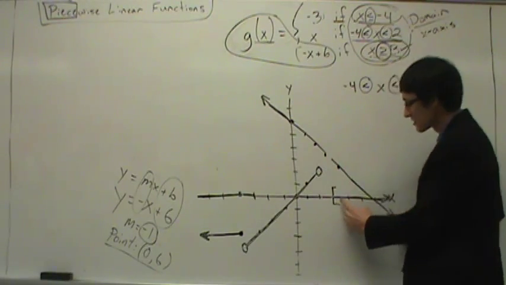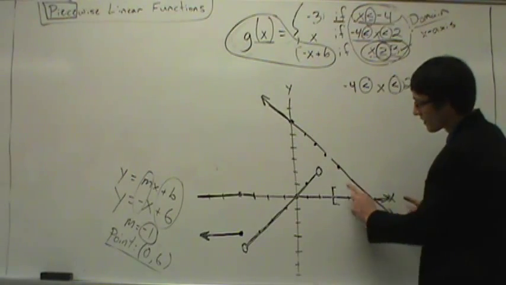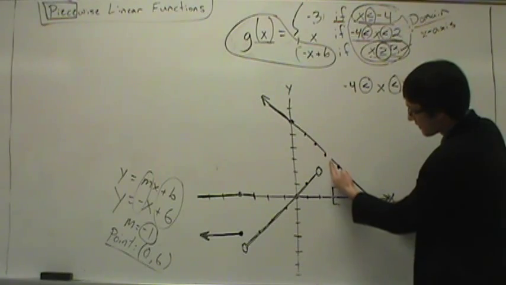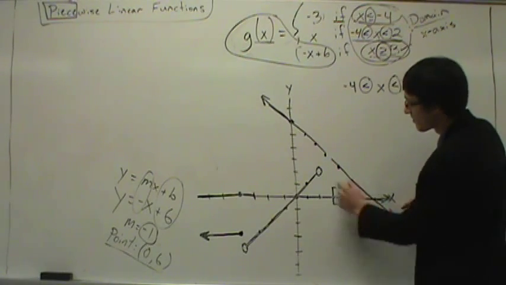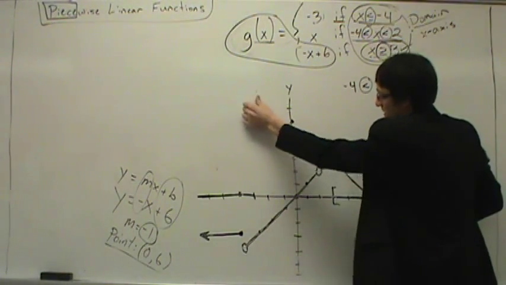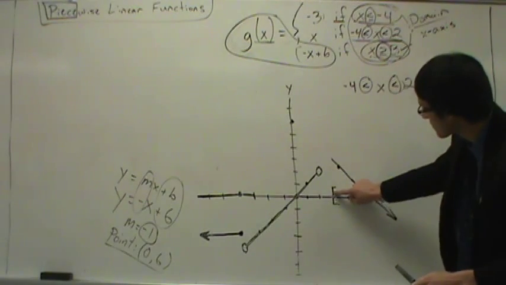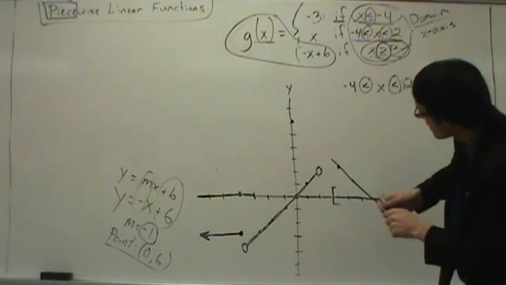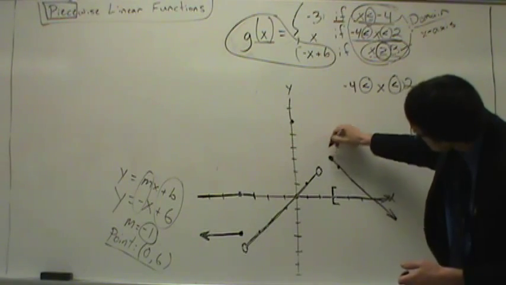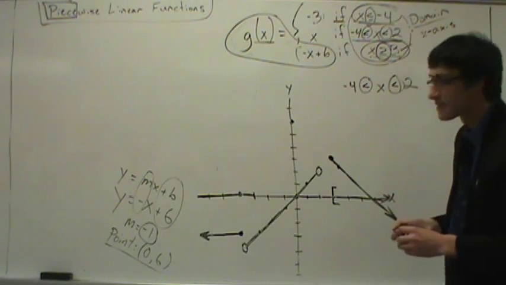Now, do we want the portion of the line that is to the right of 3, or do we want the portion of the line that is to the left of 3? Hopefully you say we want the portion to the right of 3. So we're going to erase everything over here. Just the part of the line to the right of 3. Now remember that bracket means closed, so let's put a closed dot on the end. And we have now successfully graphed the third piece of this function.